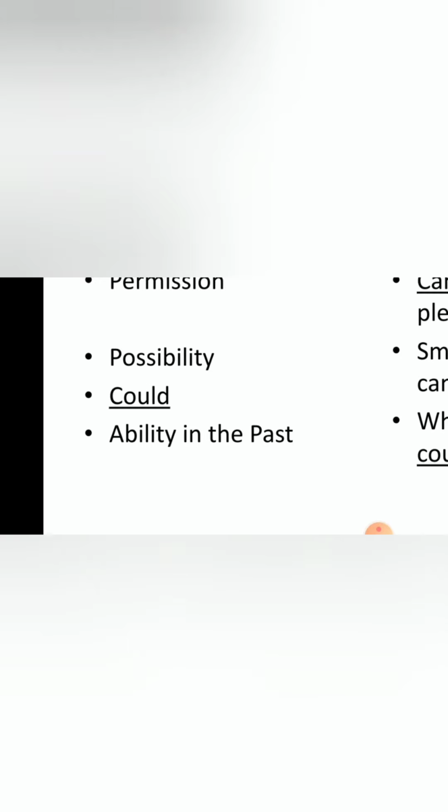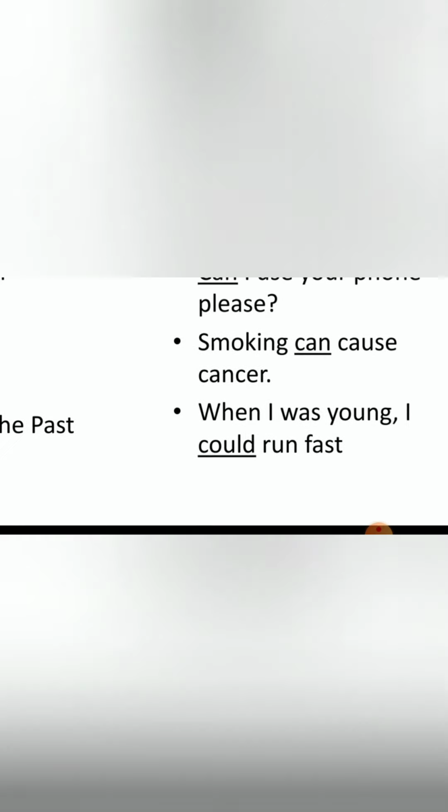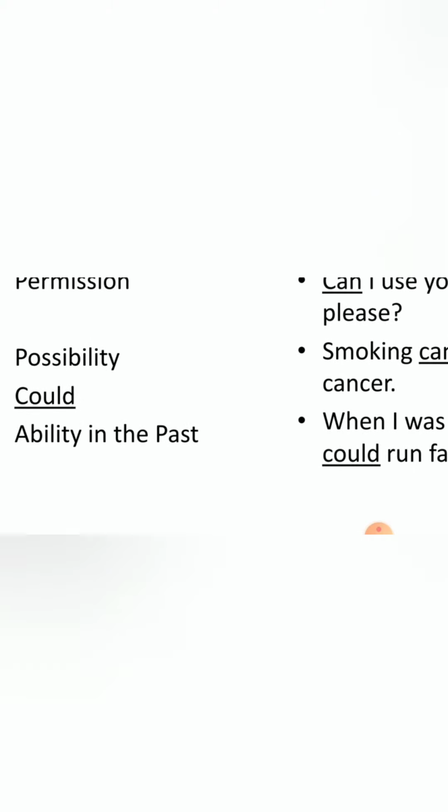The next one is could. What is the meaning of the modal verb could? Could is used to indicate possibility, ability in the past. They could be right, or used in making suggestion or polite request. You see the sentence, when I was young, I could run fast. So it shows the ability in the past.